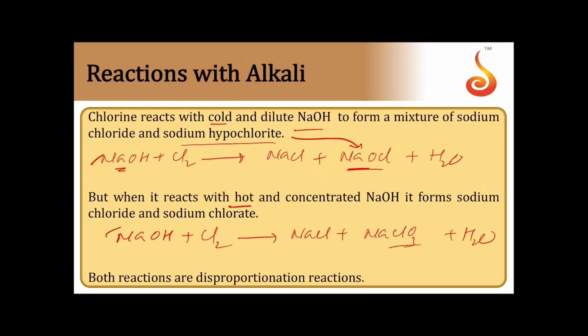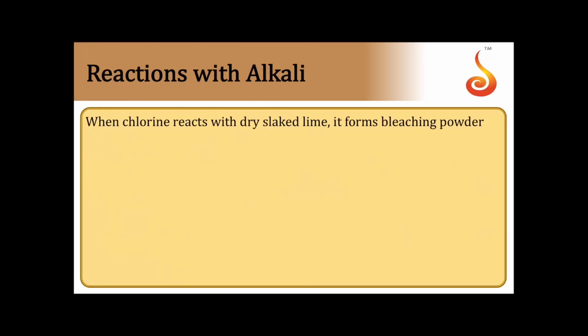Both the reactions come under disproportionation reactions. We can see that the oxidation state of chlorine is both increasing and decreasing. From the 0 state, it becomes -1 and +1 in the first case, and -1 and +5 in the second. So both the reactions are examples of disproportionation reactions.